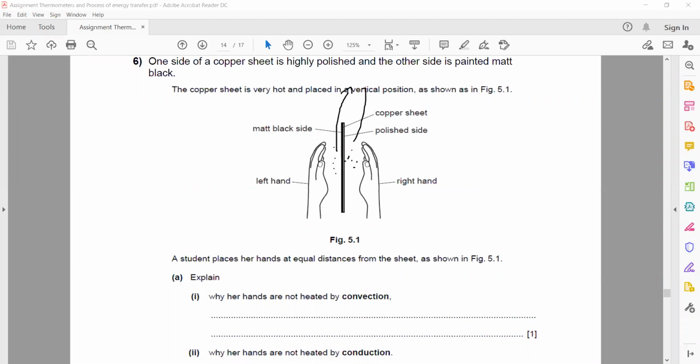Hot air molecules rise up, so convection happens upward, because basically convection is a movement of the molecules due to difference in density. When the air becomes hot near the plate, the hot air will have a greater volume, so it has a smaller density, so it will always rise up. It does not move sideways.